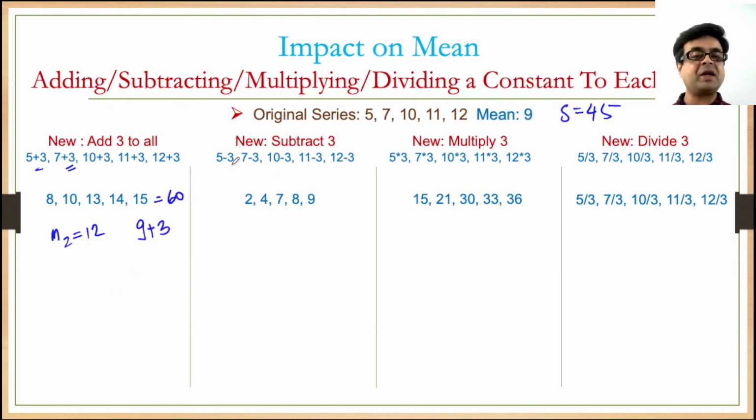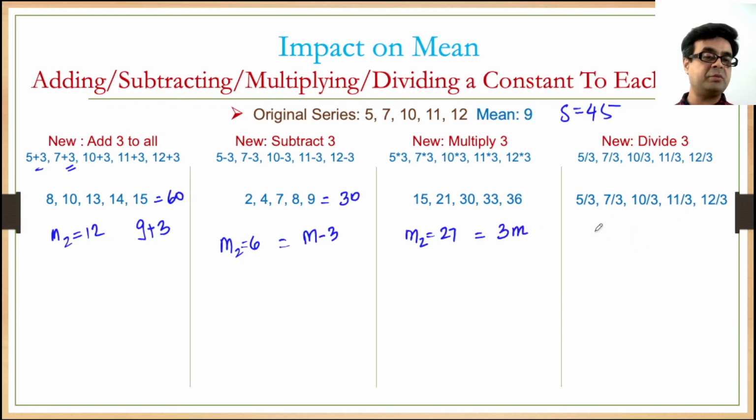Now let's subtract the same number 3 from all of the numbers in the series, and I get these new numbers with a sum of 30 and new mean of 6, which is nothing but my original mean minus 3. Similarly, when I multiply each number by 3, I get a new mean of 27, which is nothing but 3 multiplied by my original mean. And finally, I will get a new mean of 3, which is nothing but my original mean divided by 3.